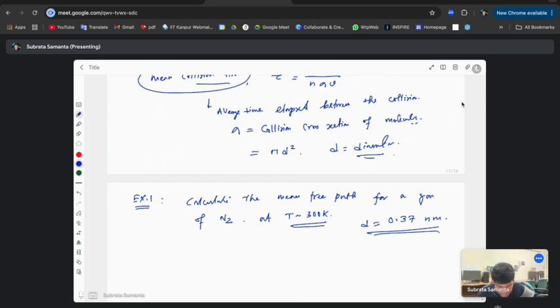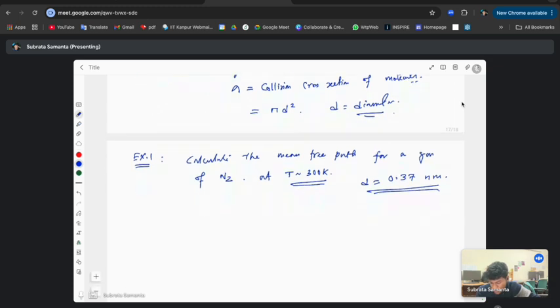So what is the formula of the mean free path? We use the formula lambda equals 1 over square root of 2 n sigma. What is sigma? Sigma is basically pi d squared. So lambda is 1 over square root of 2 n pi d squared. Now how to compute n, the number density?